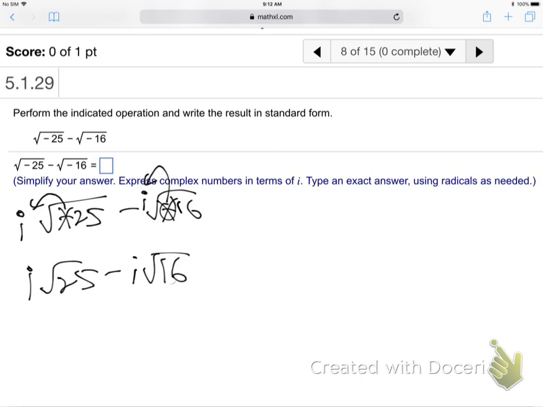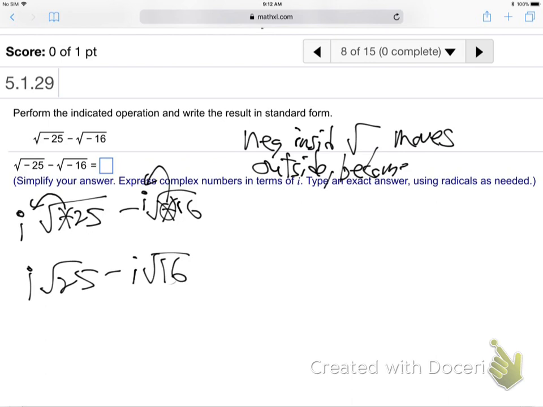Everybody with me on that? Negatives inside of a root, so let me write that. Negative inside of a root moves outside, becomes i. So that's what you do when you have a negative in a root.